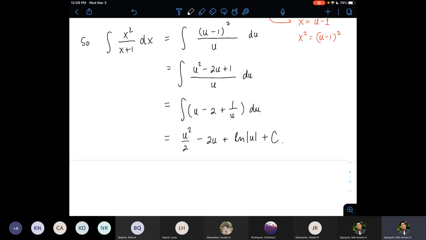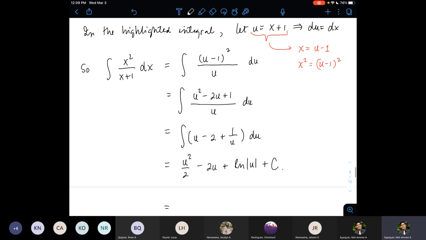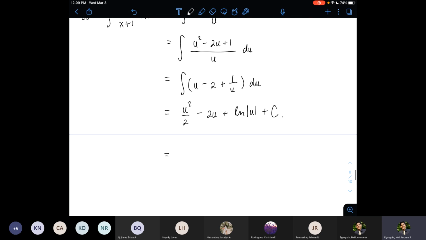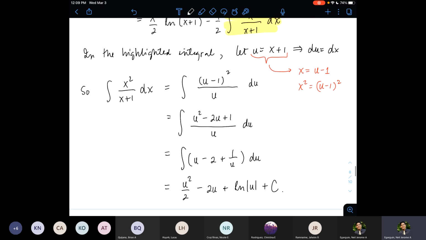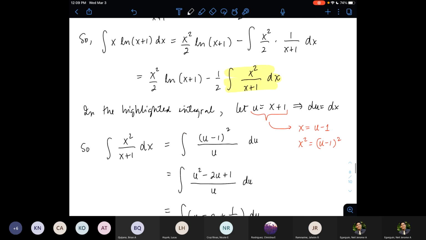And of course, we need to go back to the original variable. Remember, we let u be equal to x plus 1. So this is x plus 1 squared over 2 minus 2 times x plus 1 plus ln of absolute value of x plus 1 plus the arbitrary constant c. But this is just one piece of the integration by parts that we are trying to do. So let me just go back there. Remember, this is what we are evaluating.